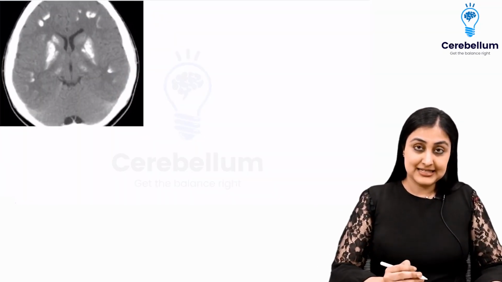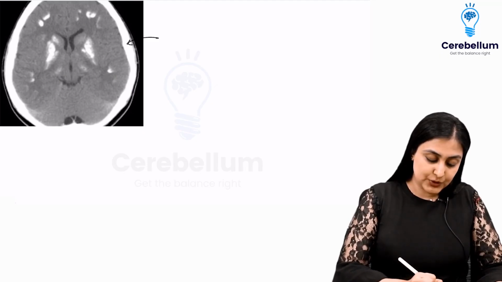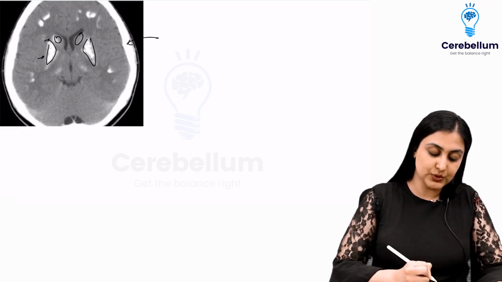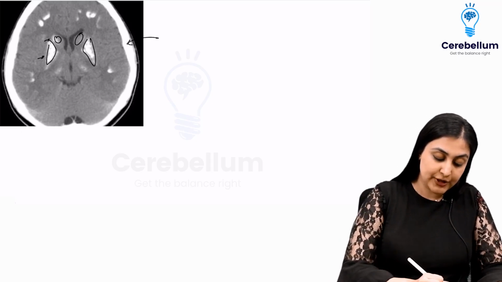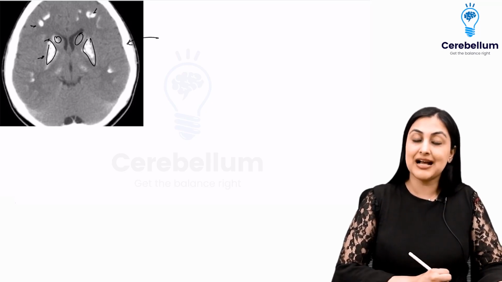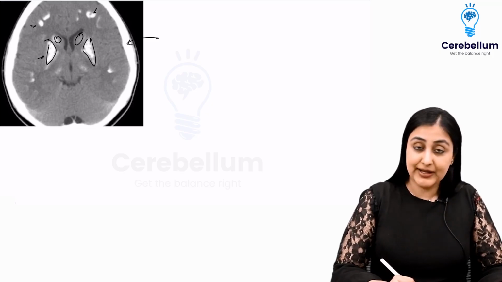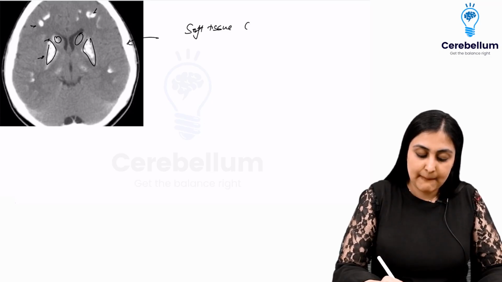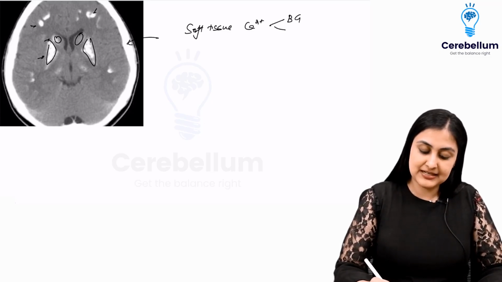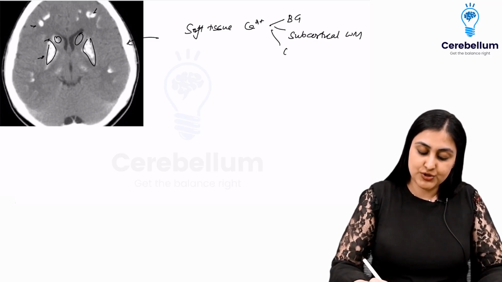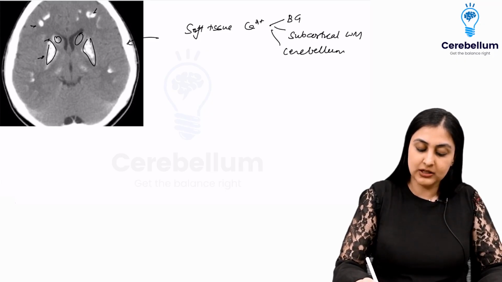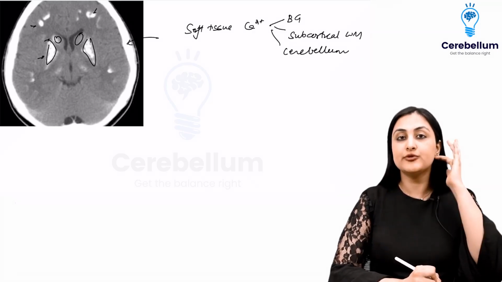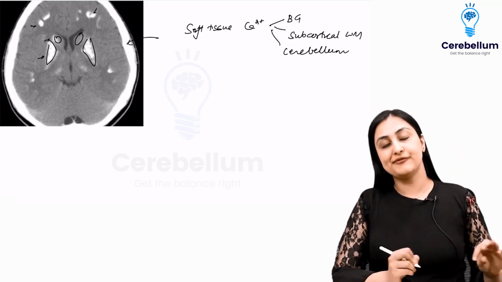Now look at this CT here. This is the CT of the brain, wherein you can see the basal ganglia, this is the caudate, this is the putamen or the lentiform nucleus, which is showing calcification. You're having subcortical white matter calcification. So when you have so much soft tissue calcification, particularly involving the basal ganglia and subcortical white matter, you can also have the cerebellum getting involved, right? So whenever you have so much diffuse calcification, what are the differentials?